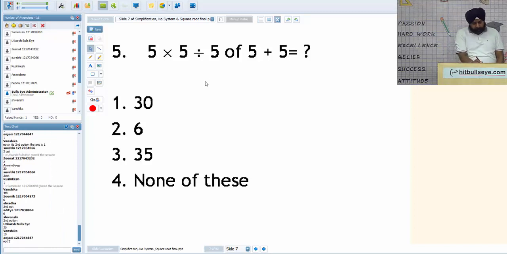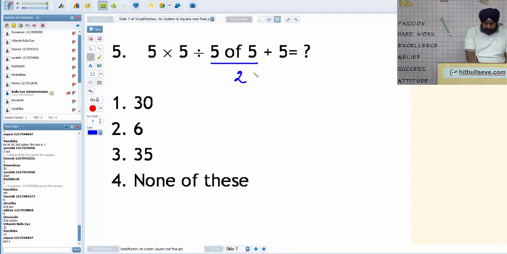Vanshika says 10. So let me solve. You have to take care of the rule of BODMAS. We will first solve 5 of 5. So 5 of 5 is 25. So now the question becomes 5 into 5 divided by 25 plus 5.